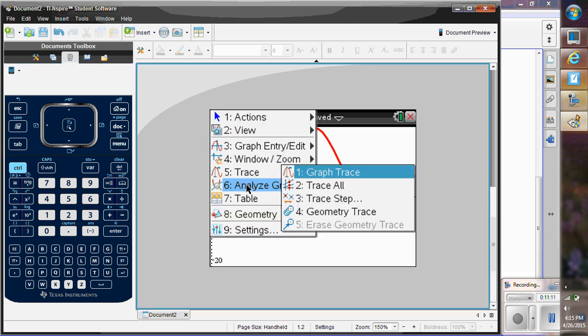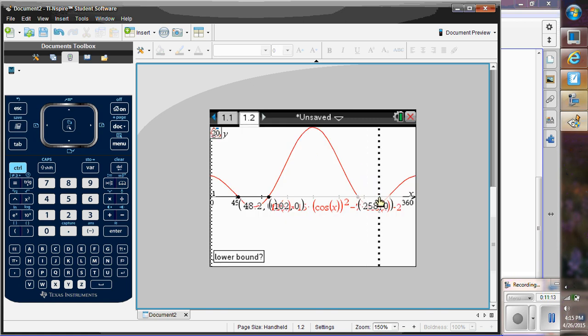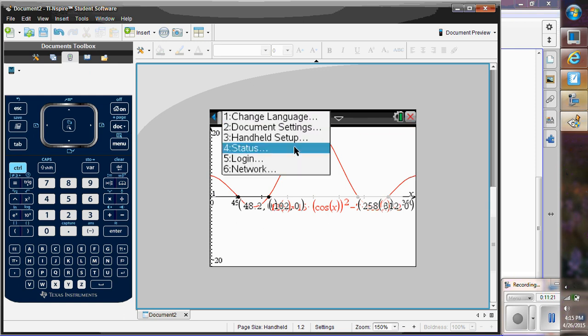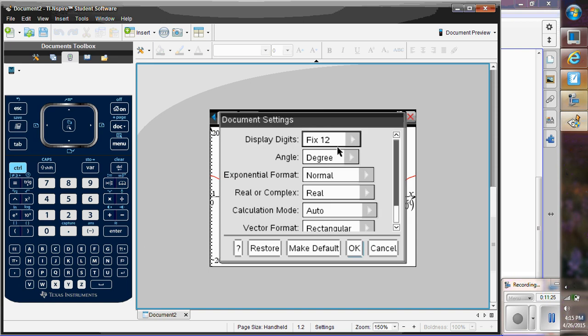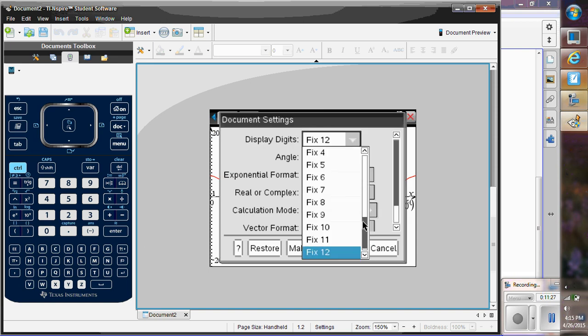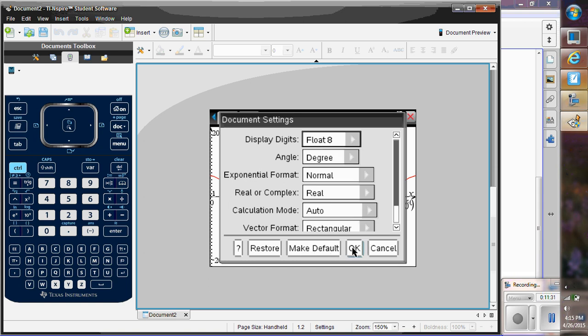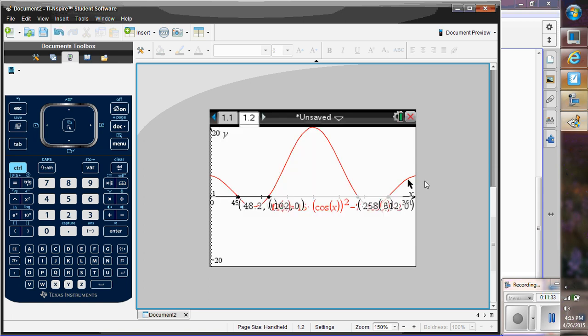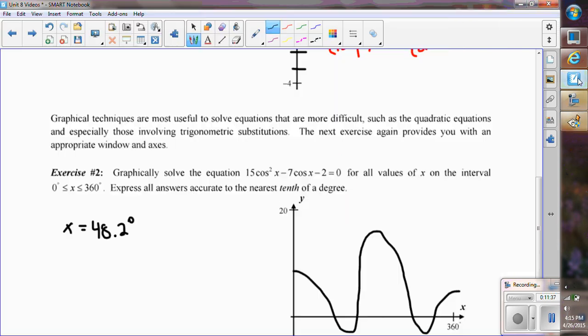And as I grab this one, we want it to be from here to here, it should give me my results. Oh, maybe it didn't do it this time. You can also just make it float normal or float 8 and it will show more than you are here. All right, so I have 102, 258, and 312 as my answers.